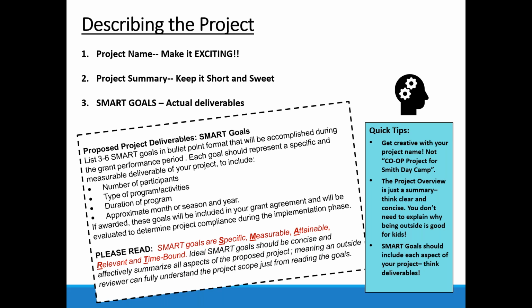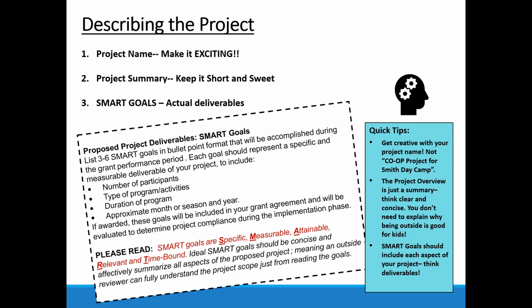In our application, we're asking for SMART goals in a bullet format, and these are your deliverables, your program deliverables. Specifically, what is the program? We need measurables, meaning how many kids are going to be served. It needs to be attainable. It needs to be time-bound, and it needs to be relevant to the grant priorities.